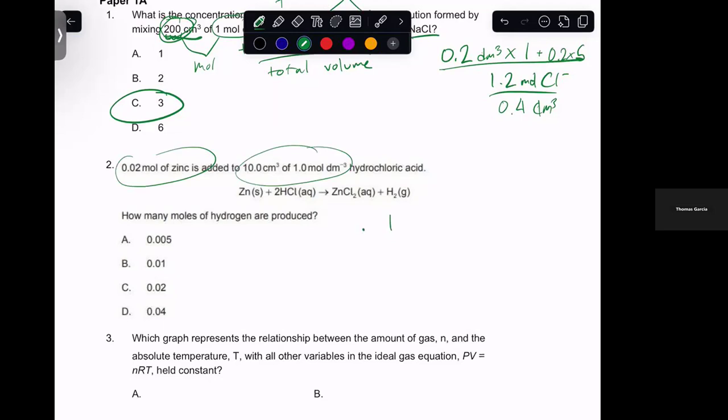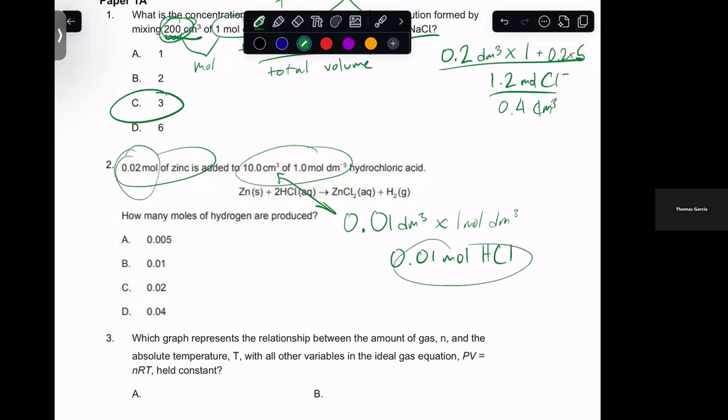If I take 0.01 decimeters cubed, which is again just our 10 centimeters cubed, I'm going to be doing those conversions a lot, and I multiply it by 1 mole per decimeter cubed, our molarity, I get 0.01 mole HCl. So I notice here that when I have the zinc and the HCl, I can convert them both into hydrogen.